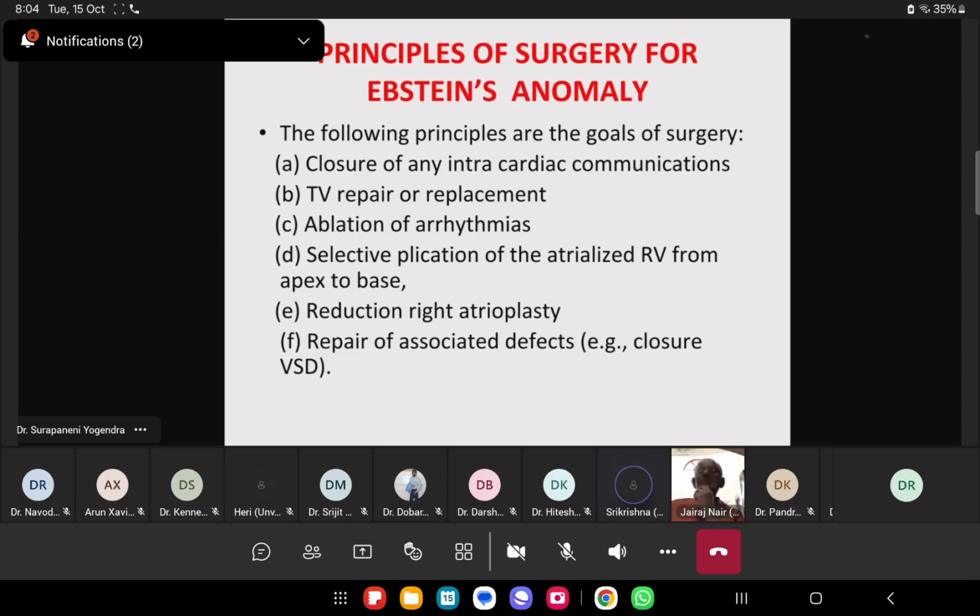Principles of surgery for Ebstein's anomaly. The following principles are the goals of surgery: closure of any intracardiac communication, tricuspid valve replacement or repair, ablation of arrhythmias, selective plication of the atrialized RV from apex to base, reduction right atrioplasty, and repair of associated defects, for example closure of VSD, etc.